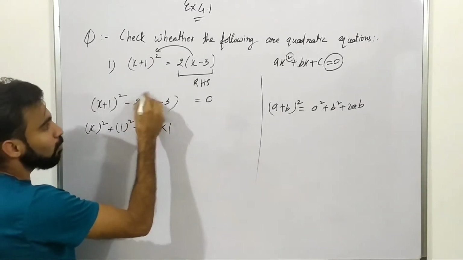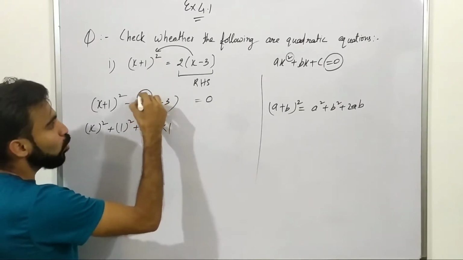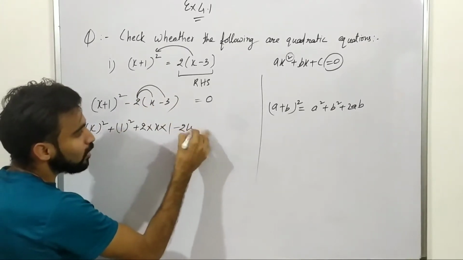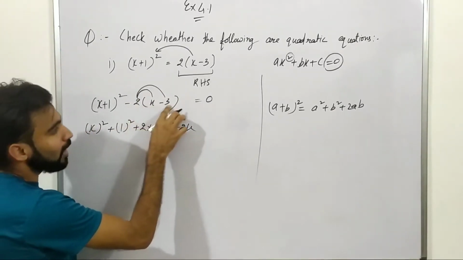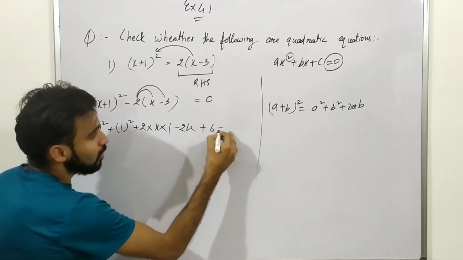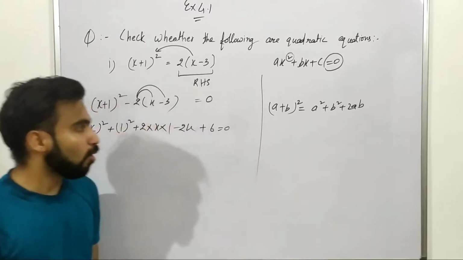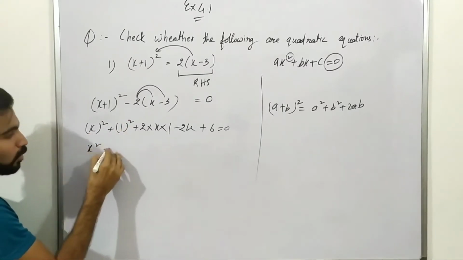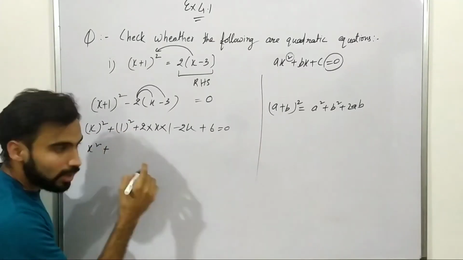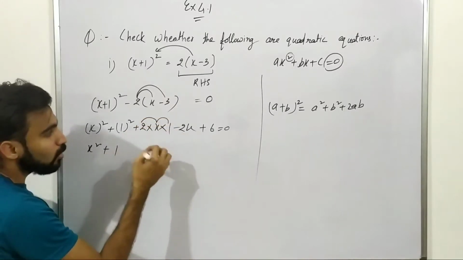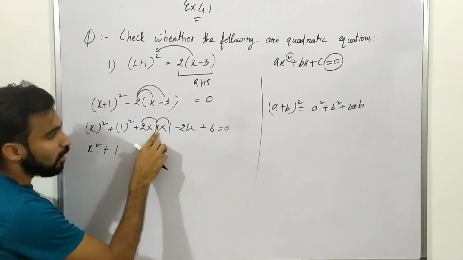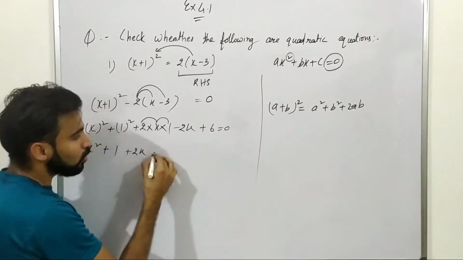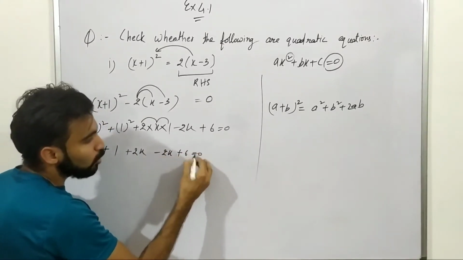Now further, you have to simplify this. You have to multiply 2 with both the bracket values. So minus 2 cross x is minus 2x, and minus 2 cross minus 3 will be simply plus 6 equal to 0. Now further, you have to open the square here, so the x square will be x square. Now 1 square is 1 cross 1, that is 1. Now multiply these values, so 2 cross x is 2x, now 2x cross 1 is 2x. Now further, I will write these values as it is, equal to 0.